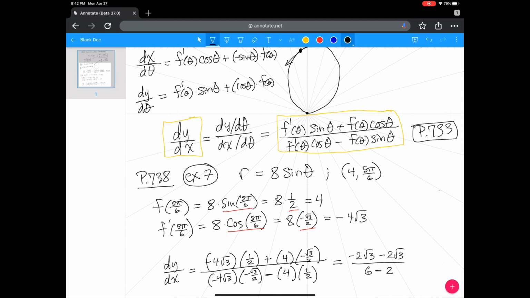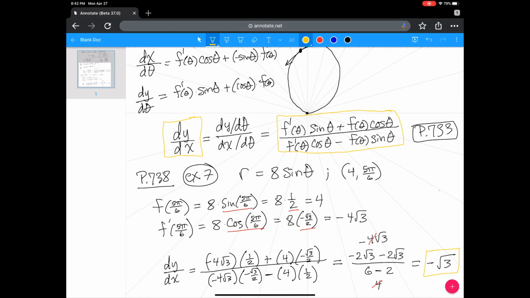Okay, so that means that I get a 4 in the bottom. 6 minus 2 is 4. And the top, if I combine like terms, I get negative 4 the square root of 3. And the 4's are going to cancel. So it should just end up with negative square root of 3. I think that's right.